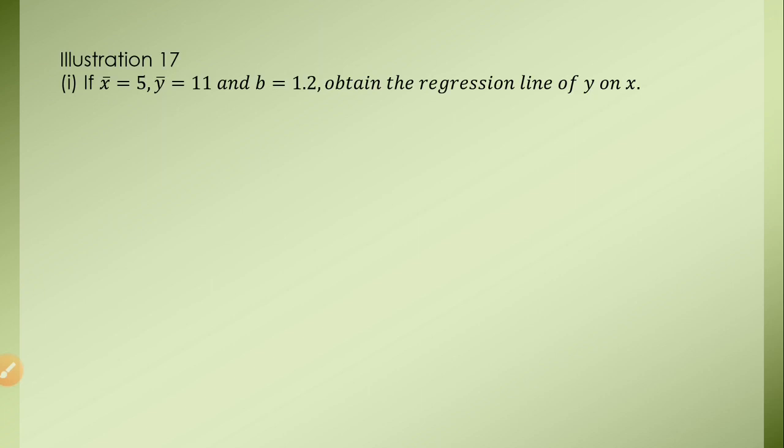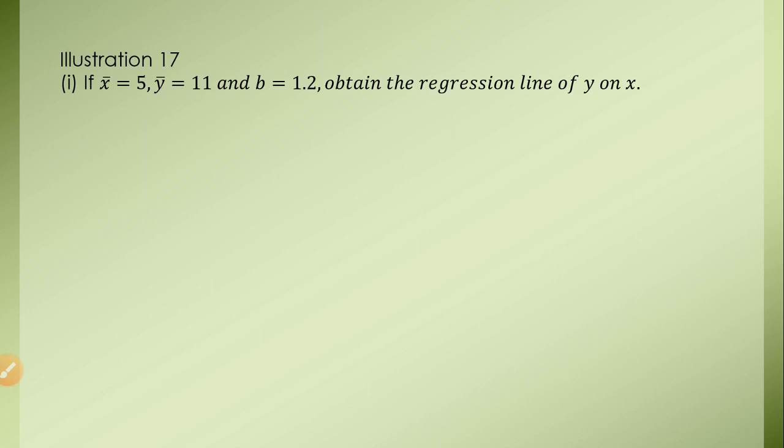Okay, so then let's jump to illustration number 17. If x bar is equal to 5, y bar is equal to 11 and b is equal to 1.2, obtain the regression line y on x. Now you can see what is given in the question. Both means are given. b is given. You have to find the line y on x.